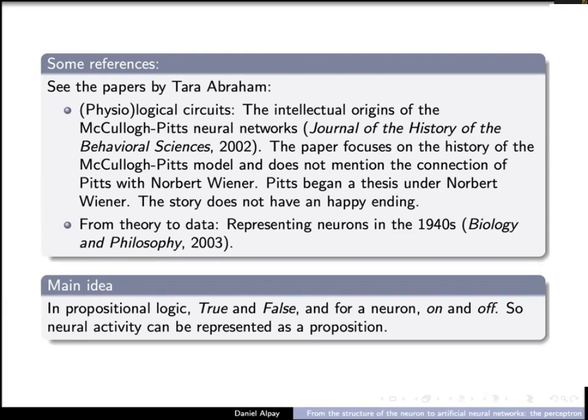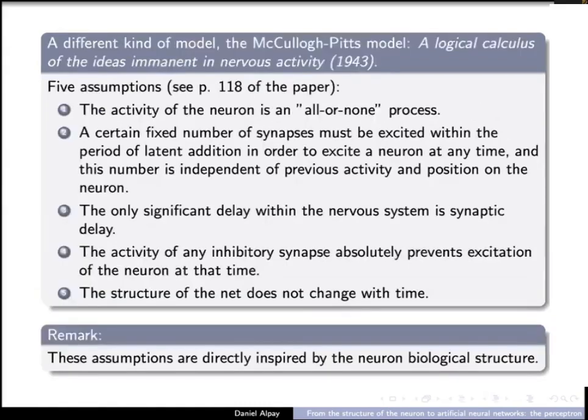And so the main idea in the model of McCullogh and Pitts, in 2 slides, that will be really the main key of the lecture. The main idea is that in propositional logic there is true and false, and the neuron is off and on. And so you can make a connection, and hopefully you can model everything. So they made a number of assumptions in their paper to have a model, which are based on the physiological model of a neuron.